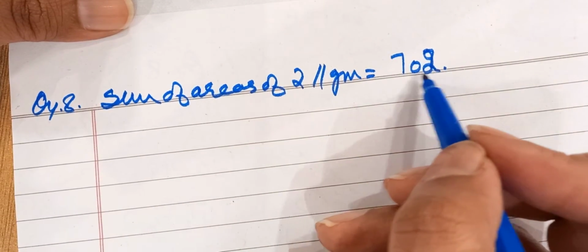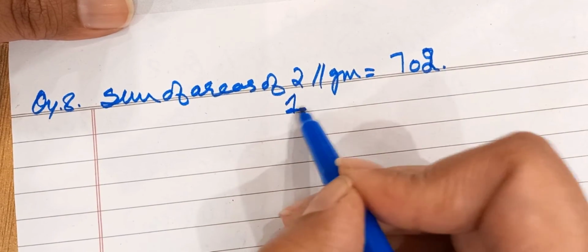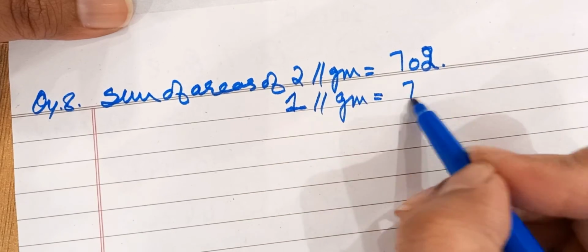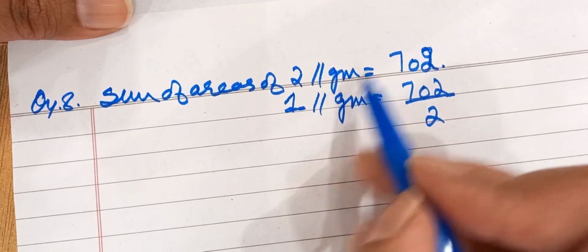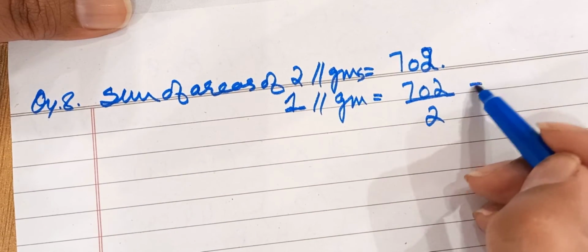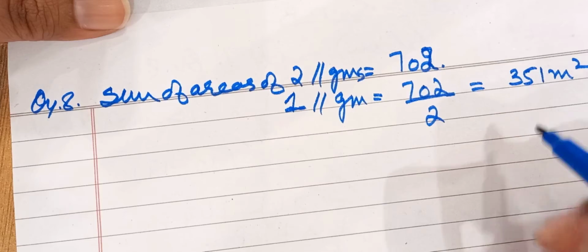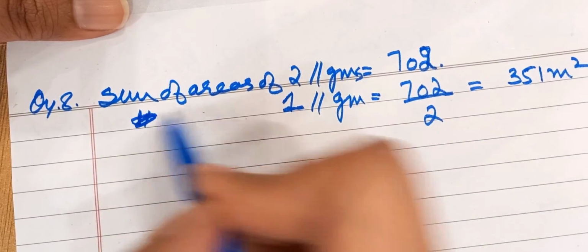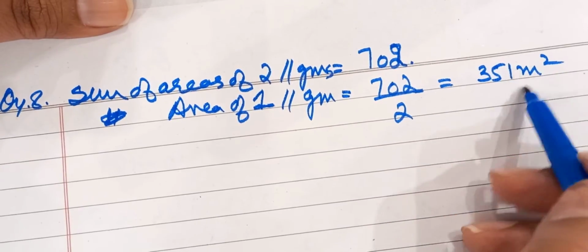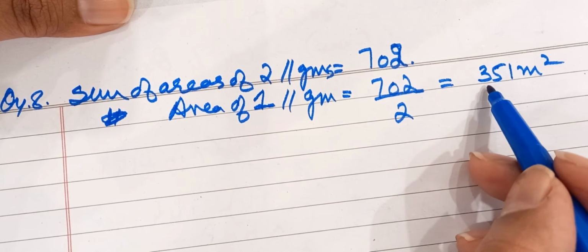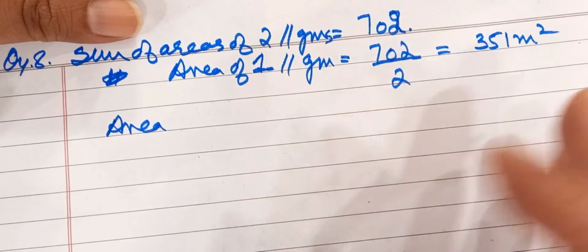Now it's the sum of the areas of two parallelograms, so I'll find the area of one parallelogram, which would be 702 divided by 2. Because it's the area of two parallelograms and I need the area of one parallelogram, it would be 351 meters square. I'll divide it by 2 and get my required dimension, 351 meters square.